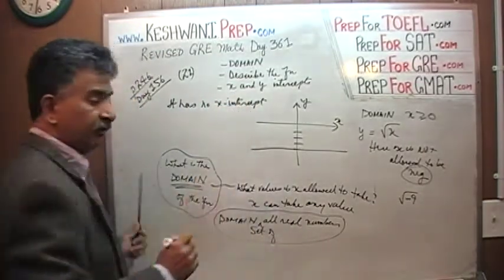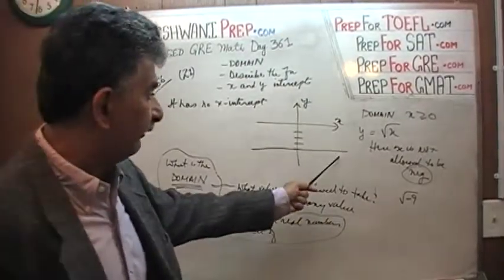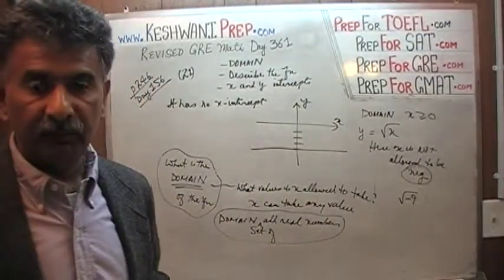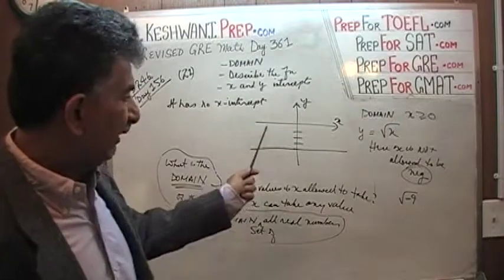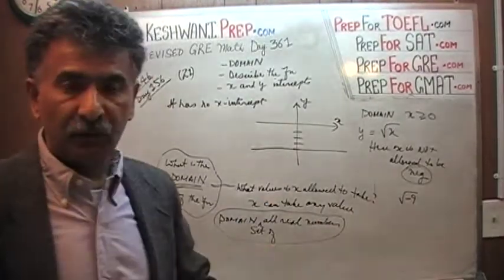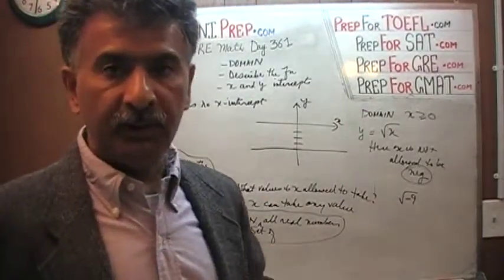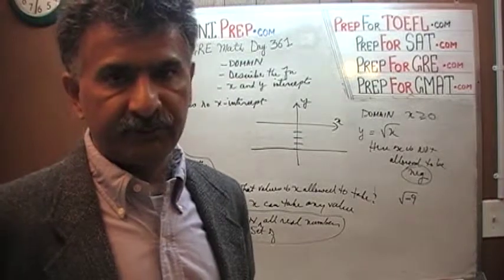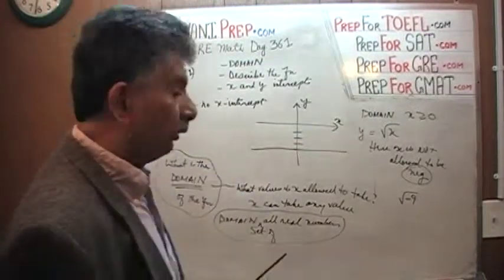Why doesn't it have any x-intercept? Because it's parallel to the x-axis. How is it going to cut the x-axis? That's what it means to be parallel to something. If it's parallel to the x-axis, it's just going to be parallel forever until infinity. It's never going to cut the x-axis. It has no x-intercept.